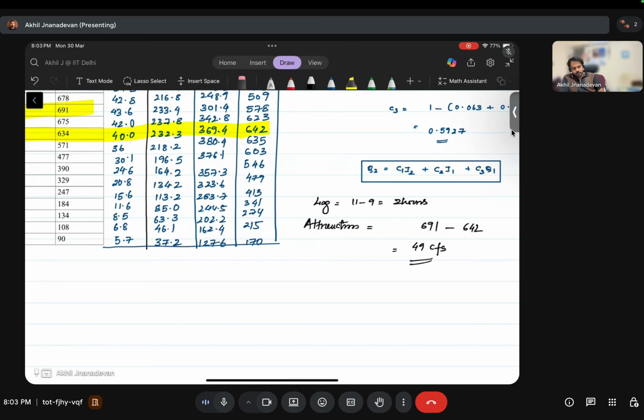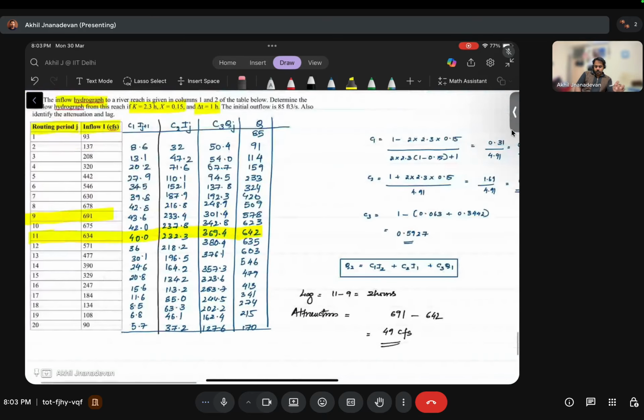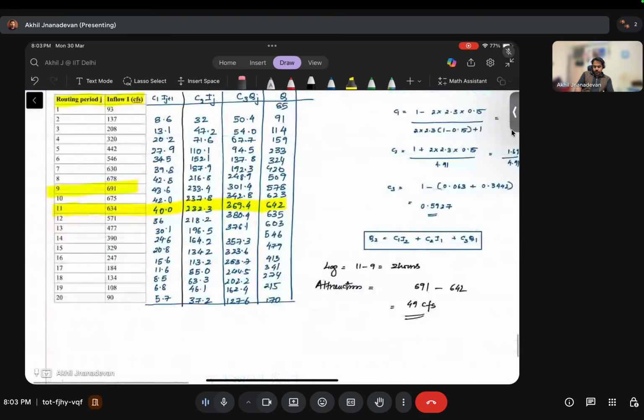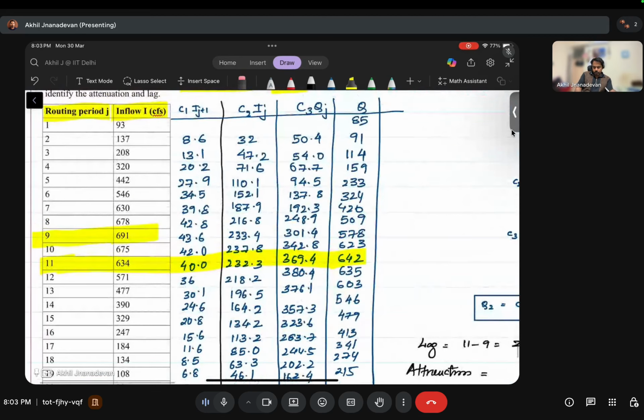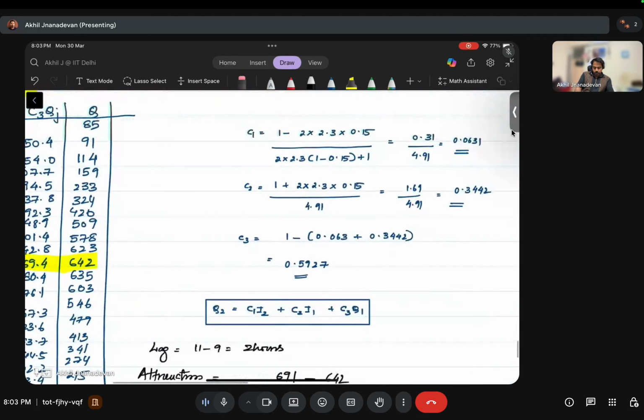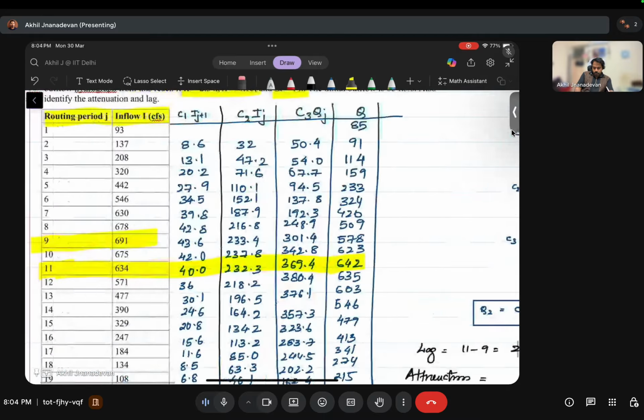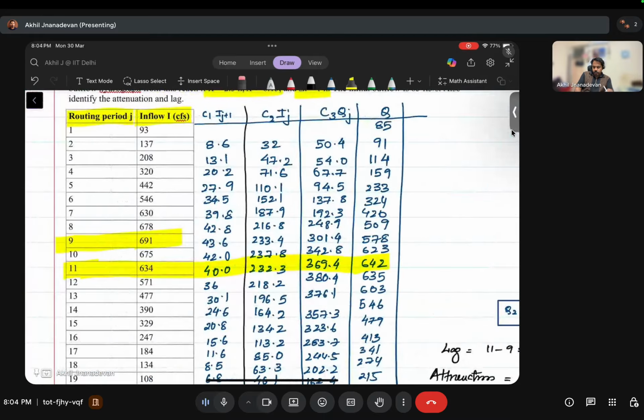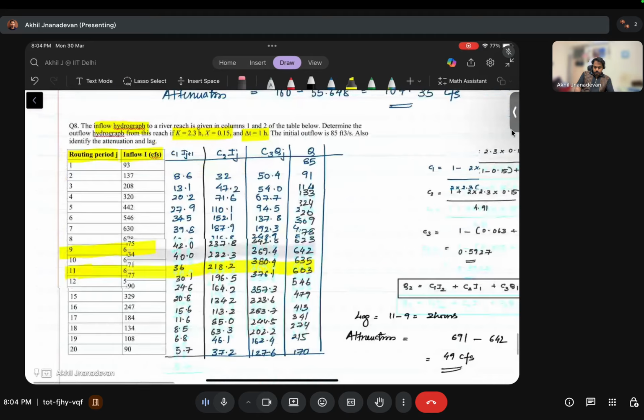Right, so this is how we route the equation. We need to have an understanding of the equation. We need to find C1, C2, C3, and based on the IJ locations, we have to just substitute and get the outflow. So with this, I'm stopping this section.